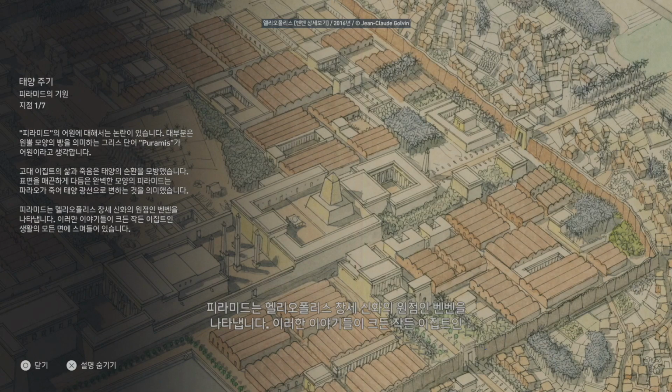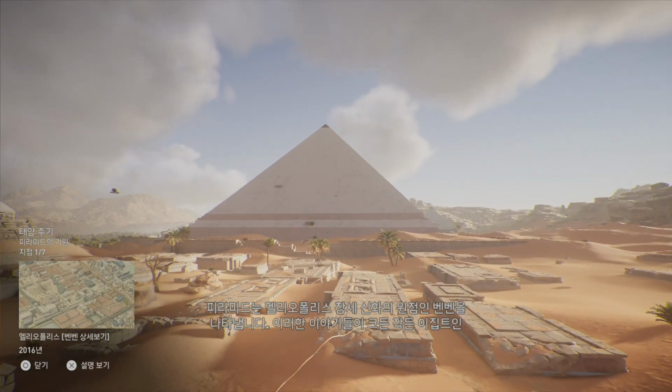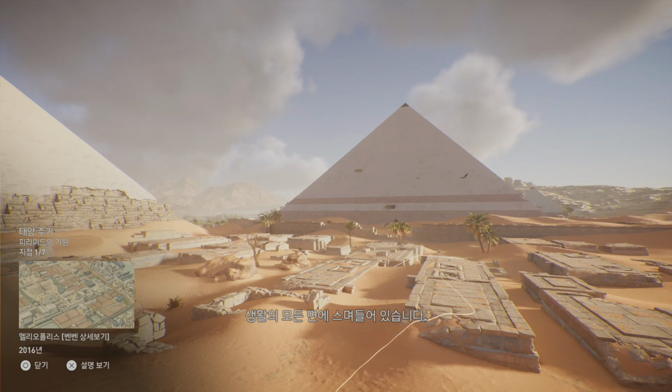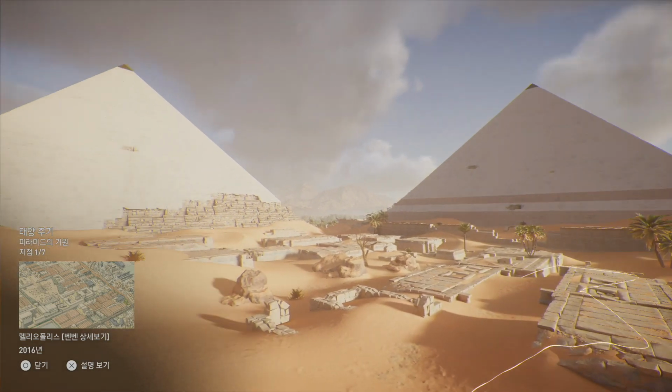Pyramids represented the Benben, the primordial mound of the Heliopolitan creation myth. These stories permeated every aspect of Egyptian life to a greater or lesser extent.